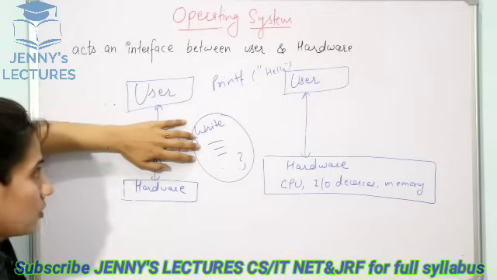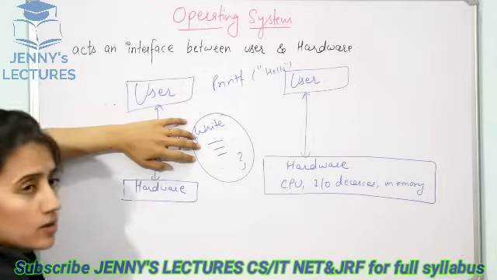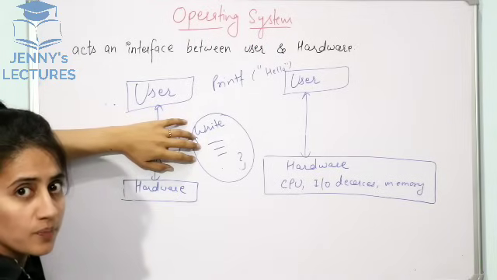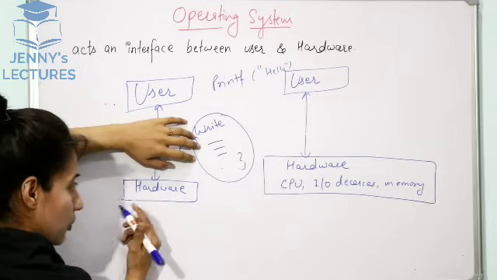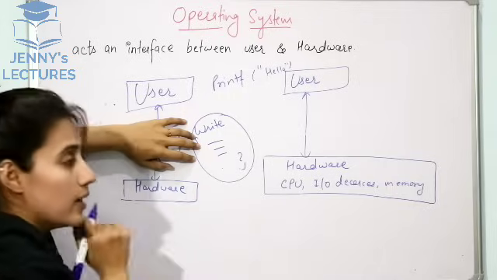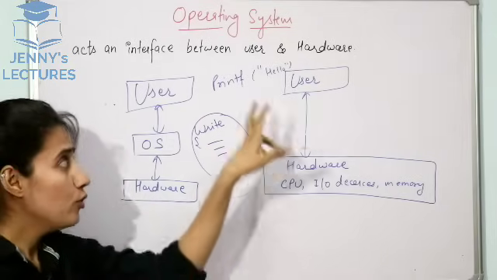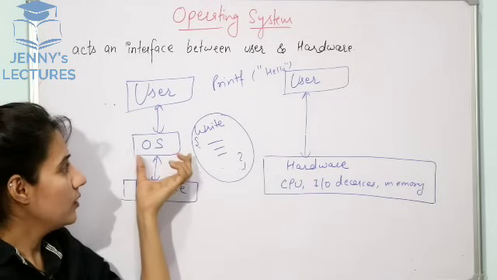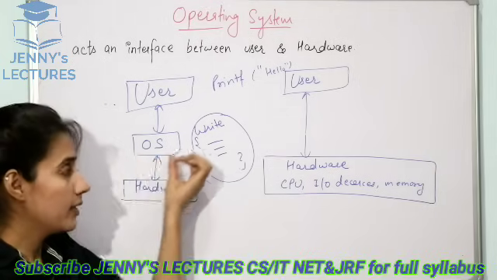If the operating system is not there, maybe only experts can access this hardware. Because first of all you have to write a complete program to access a particular hardware, then you have to write what you want to do with that hardware. But if the operating system is there, you simply write what you want to do. Every other work will be handled by the operating system.